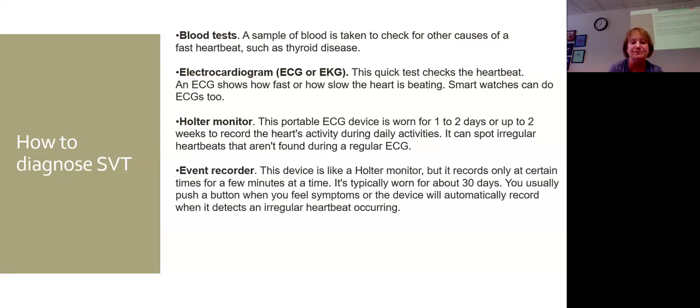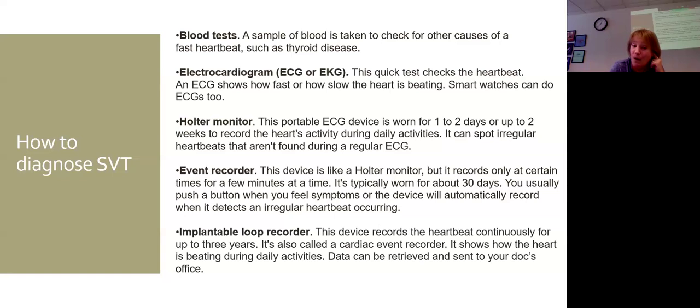And then there are event recorders. This device is like a Holter monitor, but it records only at certain times for a few minutes at a time, and it's typically worn for a month. You usually push a button when you're having symptoms, or the device will automatically record when it detects an irregular heartbeat. So if the Holter monitor that you wore for a couple of weeks didn't pick up anything, but you're still having occasional symptoms, maybe an event recorder will be the next thing.